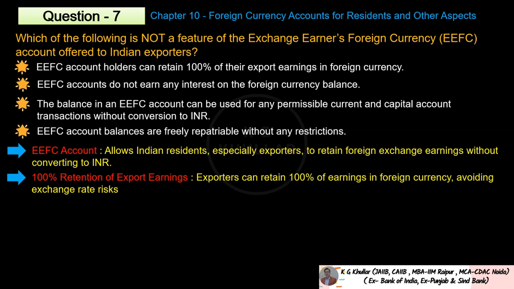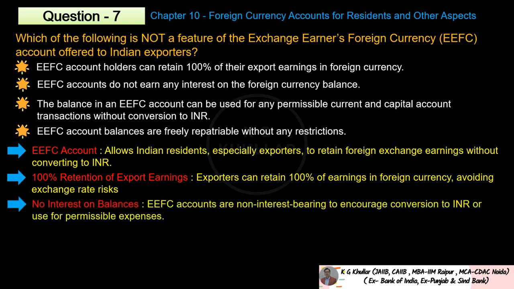First is EEFC account can retain 100% of their export earnings in foreign exchange currency. Now, this is nothing but our option A. Friends, initially there were certain limits on the amount of export earnings that could be retained in foreign currency. However, under current regulations, exporters can retain up to 100% of their export earnings in an EEFC account, and this allows them to avoid the exchange rate risk associated with immediate conversion to INR.